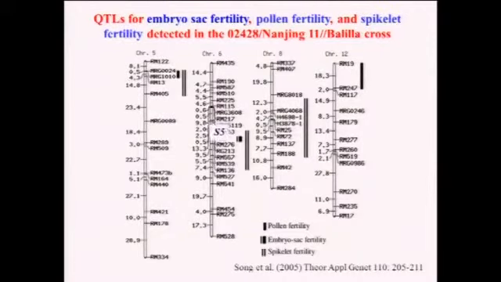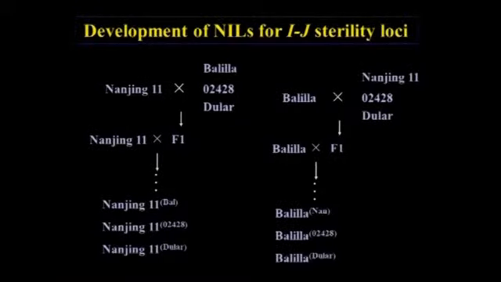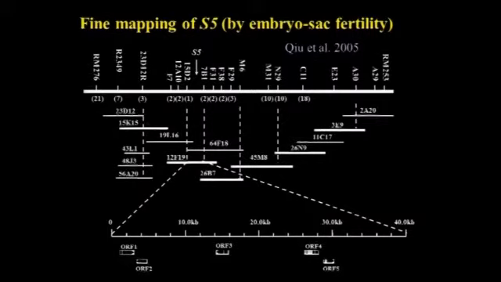Then we focused our effort on the S5 locus and developed many near-isogenic lines, transferring the locus to different genetic backgrounds. So from one parent to the other, and the other way around, into indica background, japonica background, wide compatibility background, to see what would happen. And eventually, using near-isogenic lines and embryo sac fertility, we mapped the S5 locus to a 40 kb fragment containing 5 open reading frames.